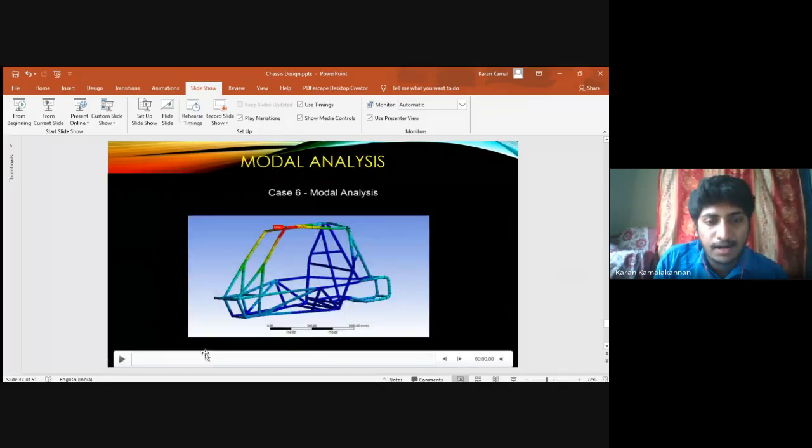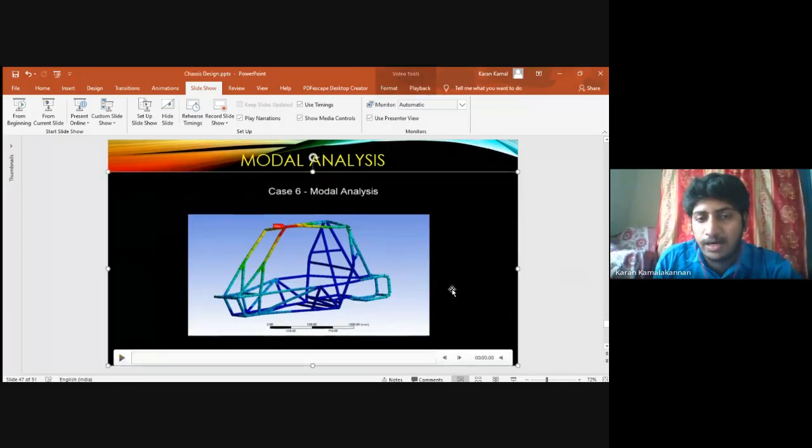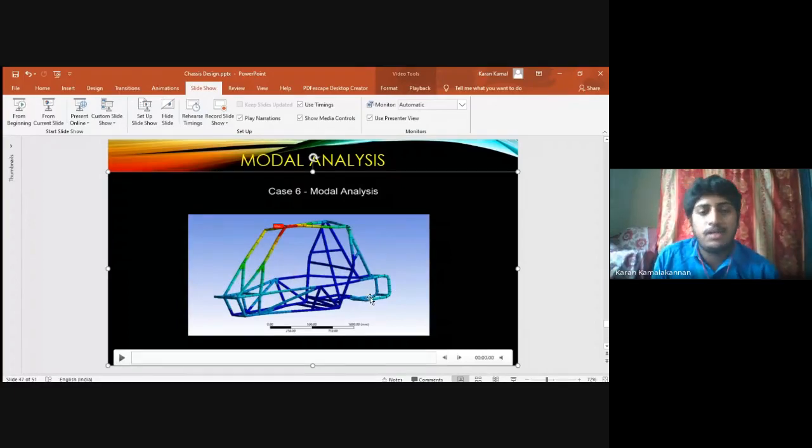And next is modal analysis. Compared to other analyses, modal is also important, because the material will be subjected to vibrations at all times, especially for an ATV type of vehicle, because we will be having the engine there. The engine will naturally generate some vibrations. Those vibrations might excite a natural frequency. Every material will have its own natural frequency, upon which it will start to vibrate.